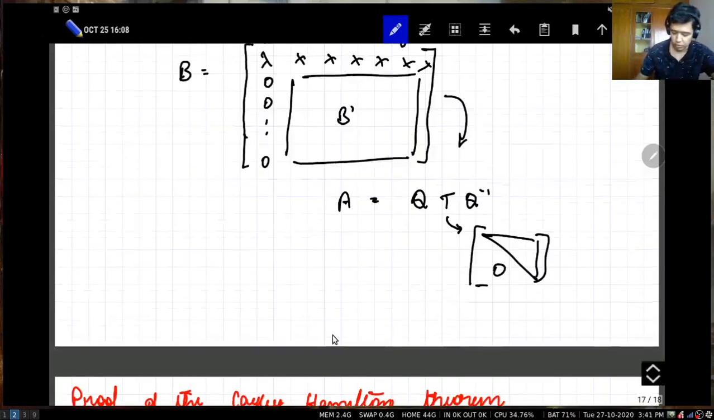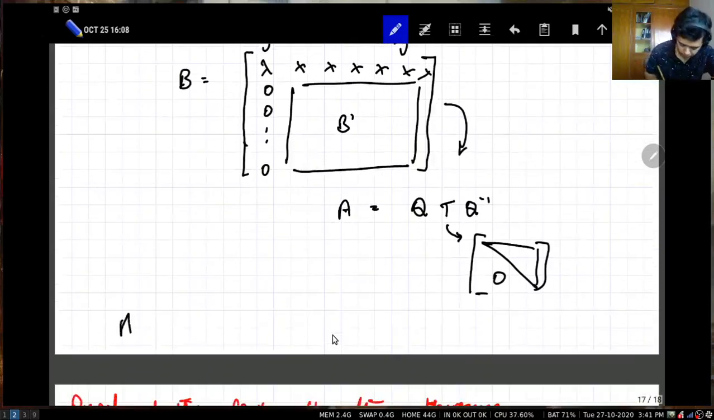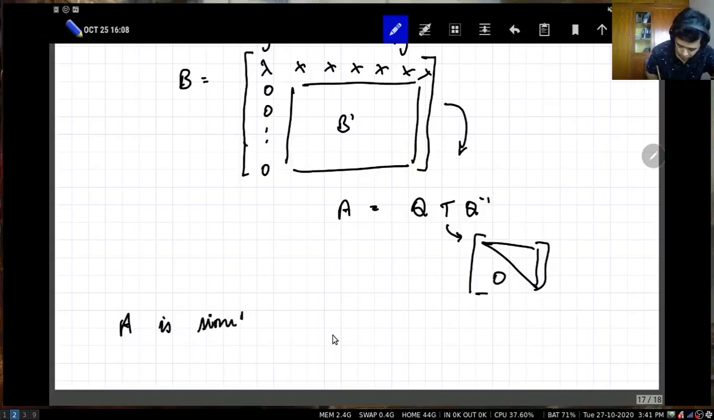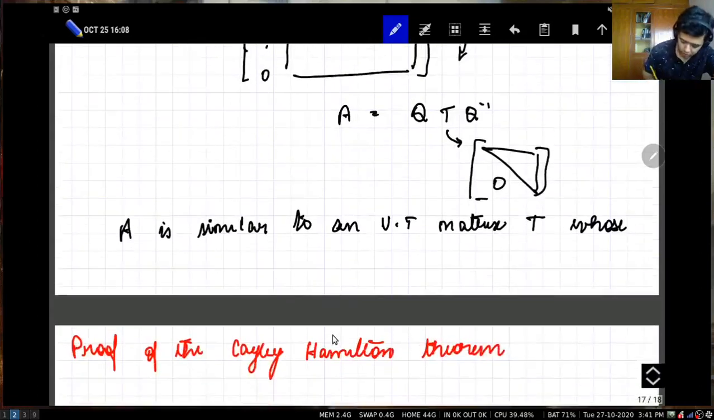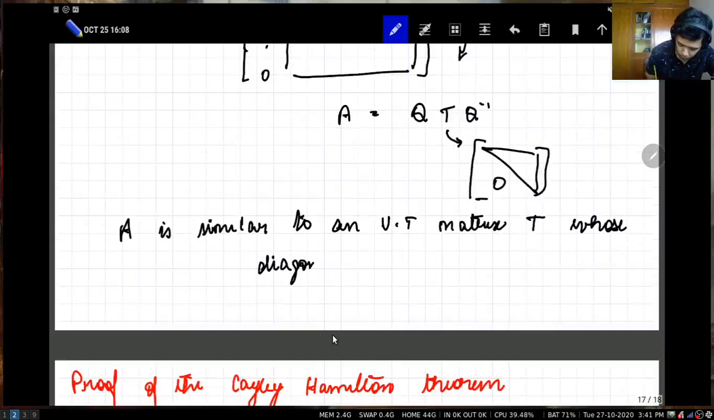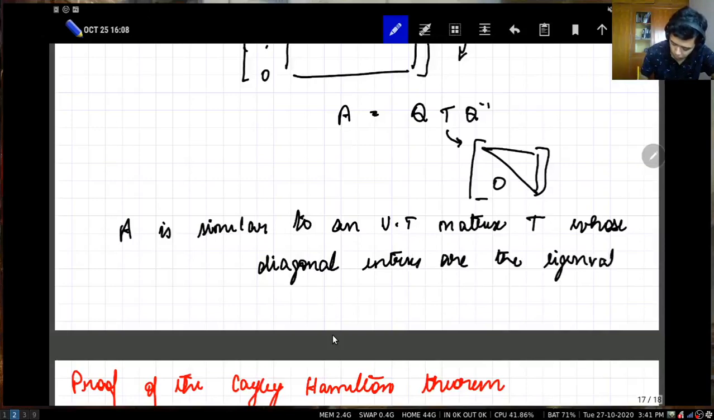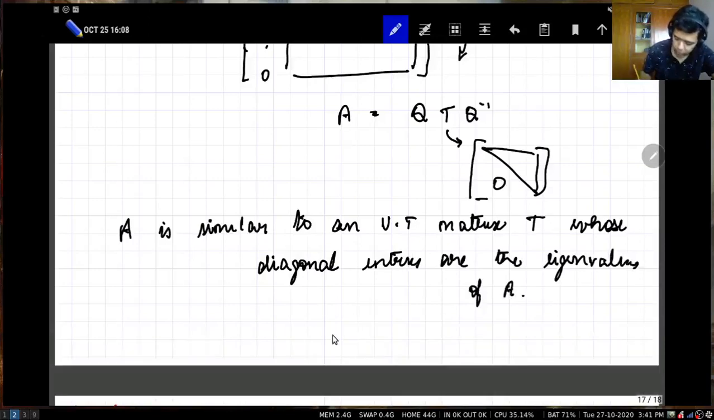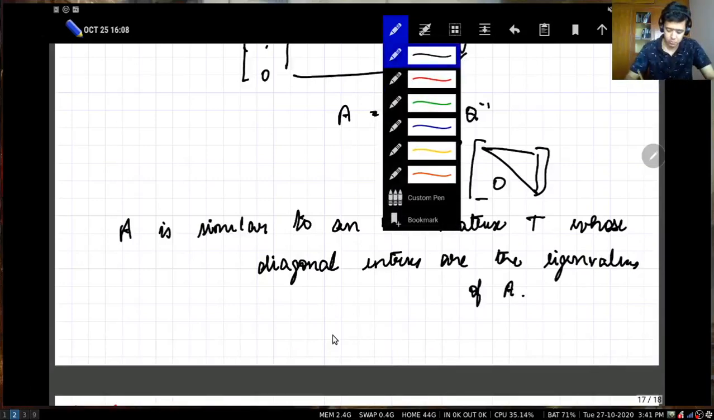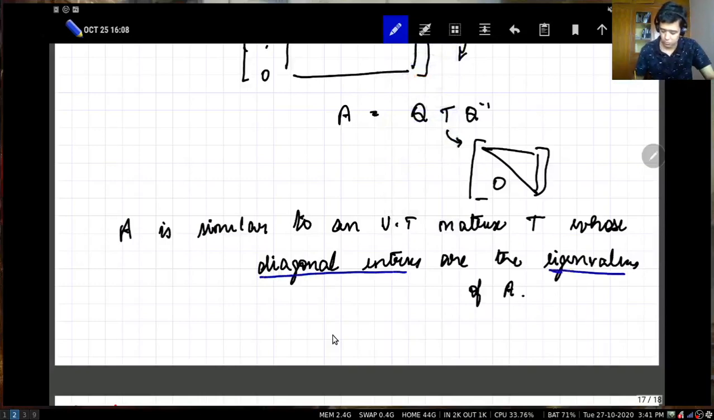So therefore, we can conclude that A is similar to an upper triangular matrix T whose diagonal entries are the eigenvalues of A.